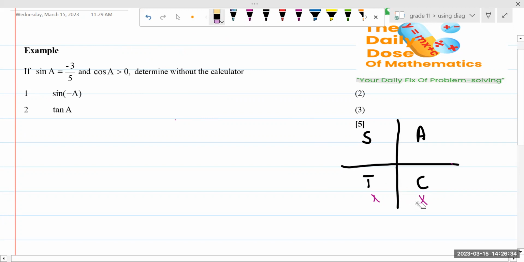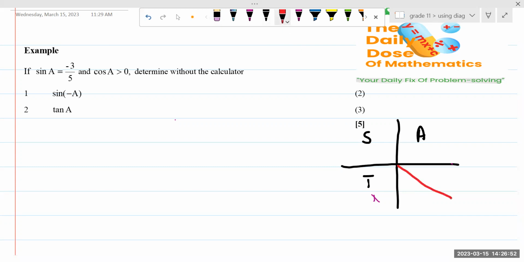Now, which quadrant satisfies this condition, whereby it satisfies both conditions? Condition number 1, sine is negative. Okay? Condition number 2, cos is positive. So which quadrant seems to satisfy that condition? The fourth quadrant. The fourth quadrant. And then we'll come and draw our diagram here. Then we're going to have our right angle triangle here.